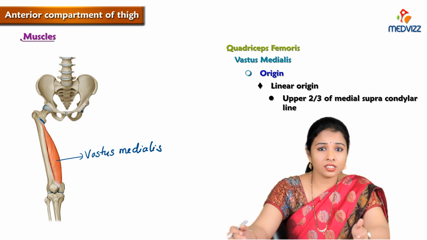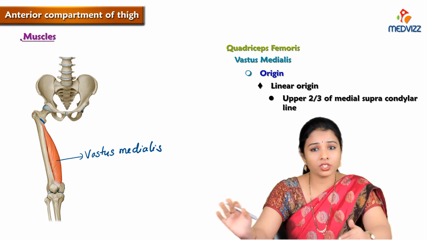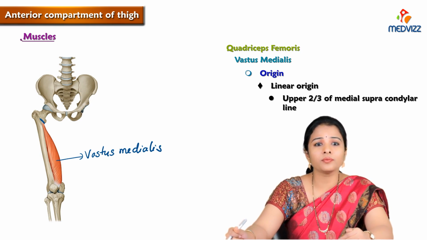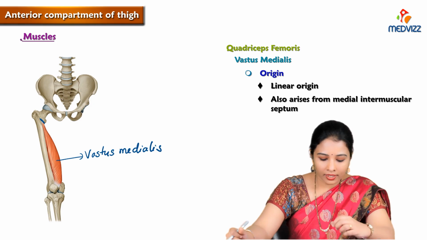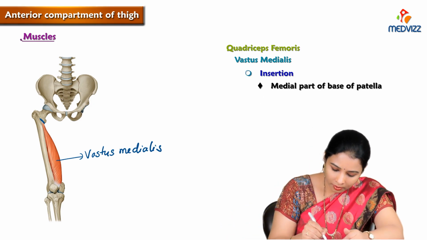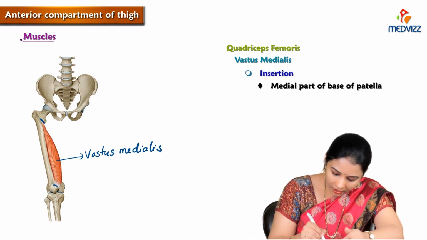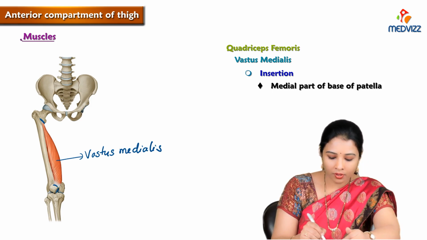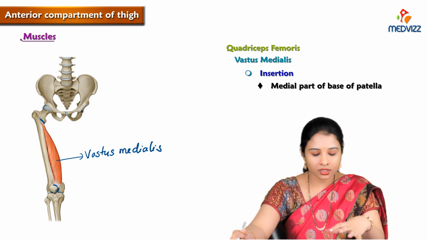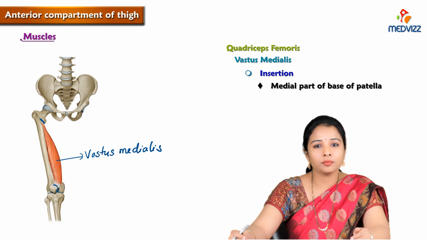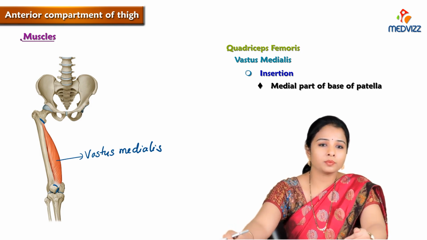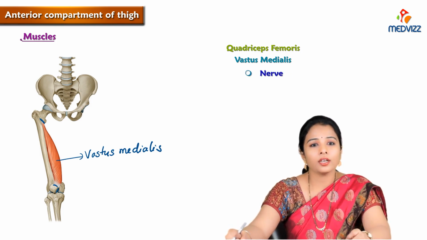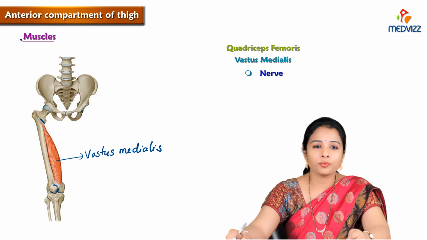It extends till the supracondylar line, so posteriorly till the supracondylar line. It also arises from the medial intermuscular septum and it gets inserted into the medial side of the base of patella and the medial side of patella. So that is the insertion of the vastus medialis muscle, and it replaces the capsule on the anteromedial aspect of the knee joint and it is supplied by the femoral nerve.